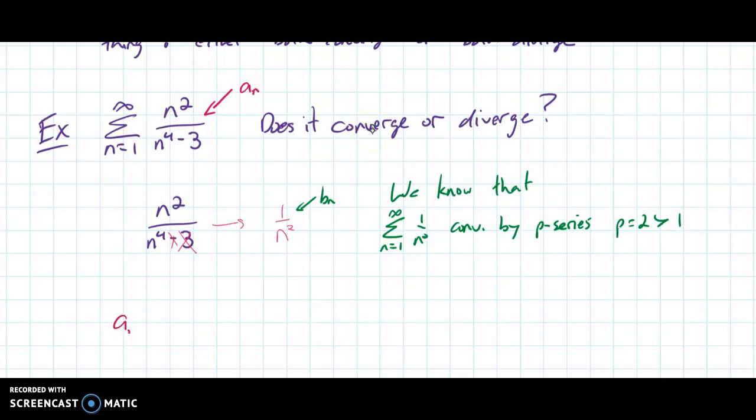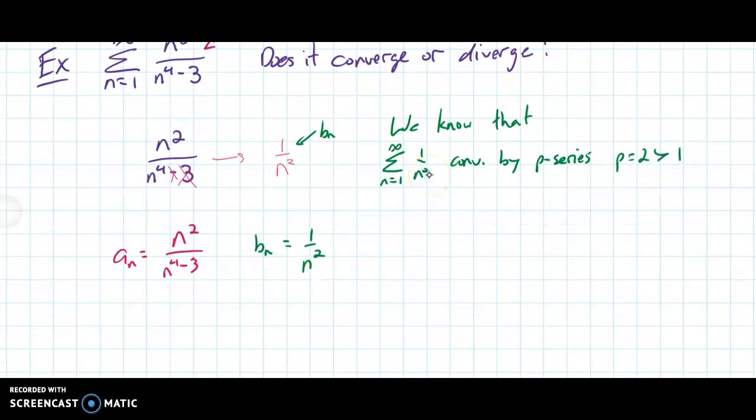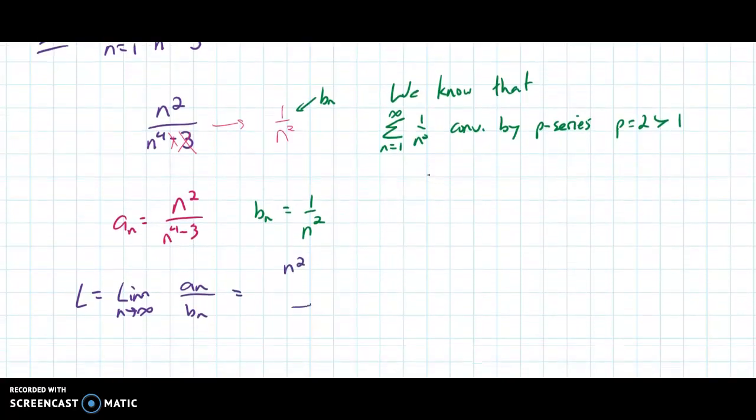My A sub n is equal to n squared over n to the fourth minus 3. My B sub n is equal to 1 over n squared, which I know what that infinite series does. So I then go and calculate L, the limit as n goes to infinity of A sub n over B sub n. That gives me n squared over n to the fourth minus 3, all over 1 over n squared.